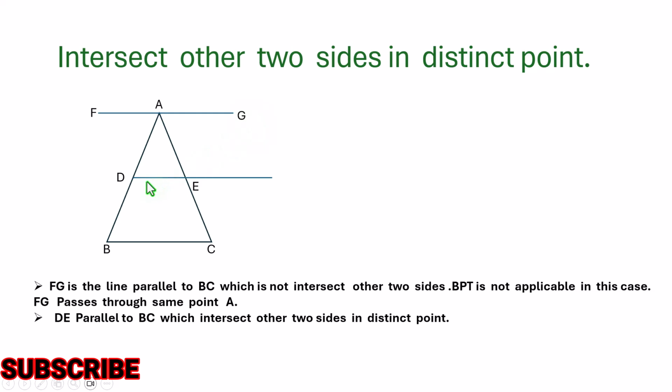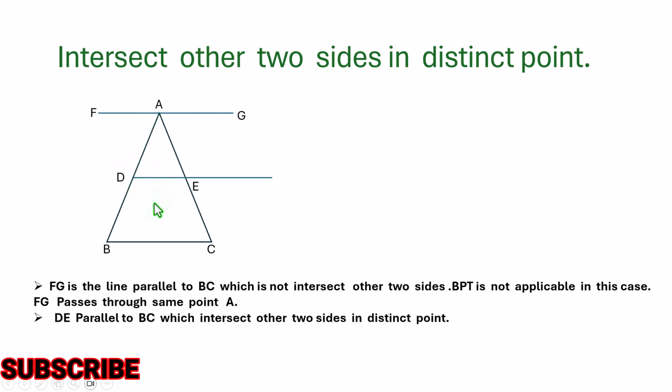Here FG is a line, and DE is also a line. These two lines differ. FG passes through only one point, A. So the theorem says the line drawn parallel to one side must intersect the other two sides in distinct points. Here DE intersects AB and AC, but FG touches only one point, A. FG is a line parallel to BC, but it passes through only point A.